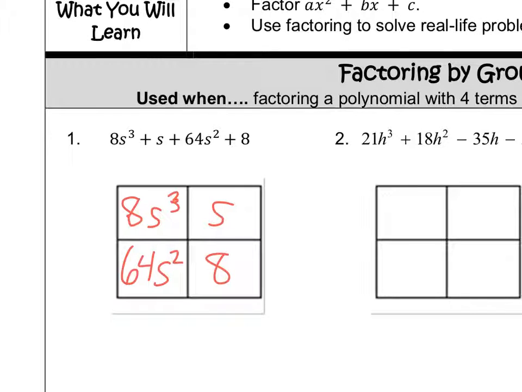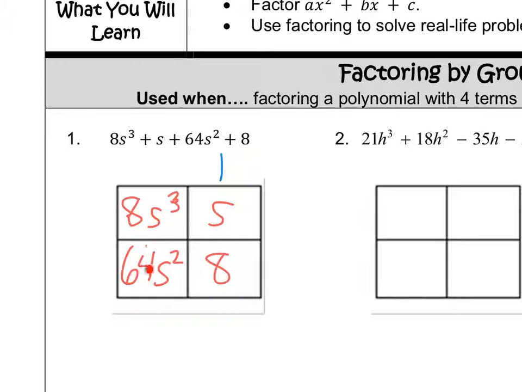So starting right over here, we've got an s and we've got an 8. So there's no number I can take out of both except for the number 1. And there's no letter I can take out of both. So the best I can do on that, my greatest common factor, is a 1. Okay, let's do it again.